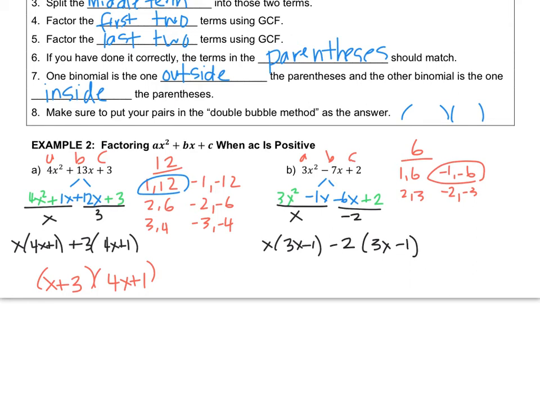So I just have to finish up by putting my answer in the double bubble format. So it's going to be x minus 2, because that was the things outside the parentheses, and then 3x minus 1.